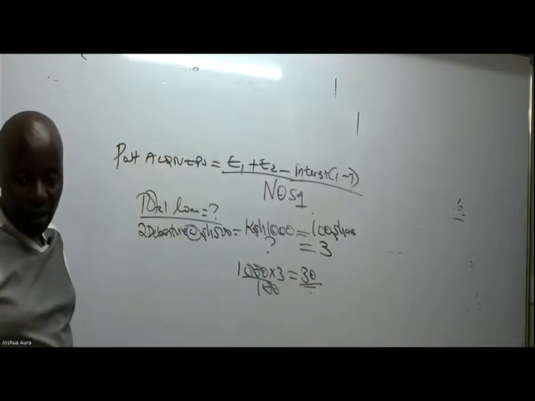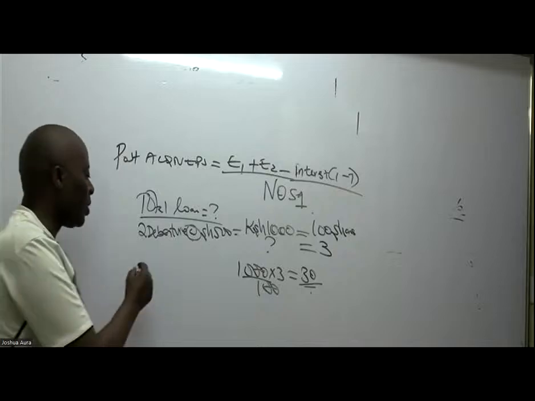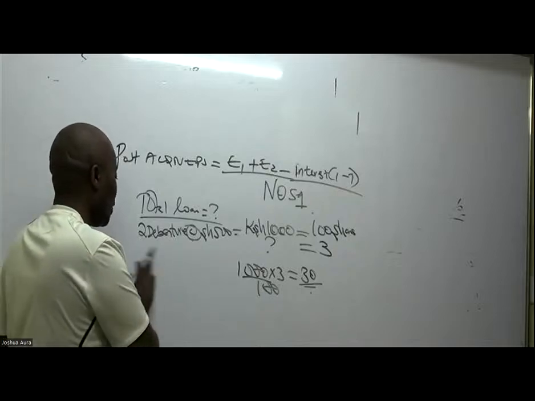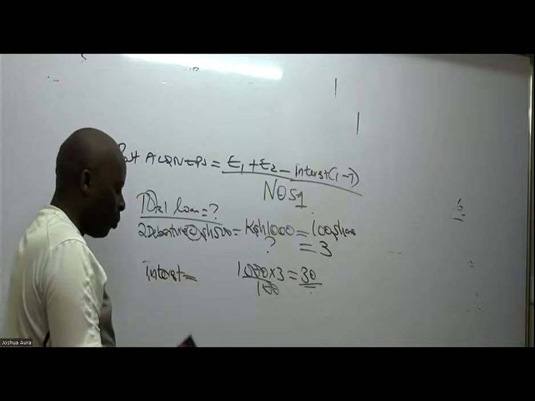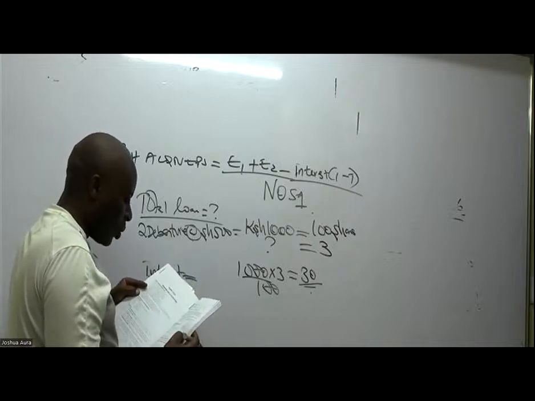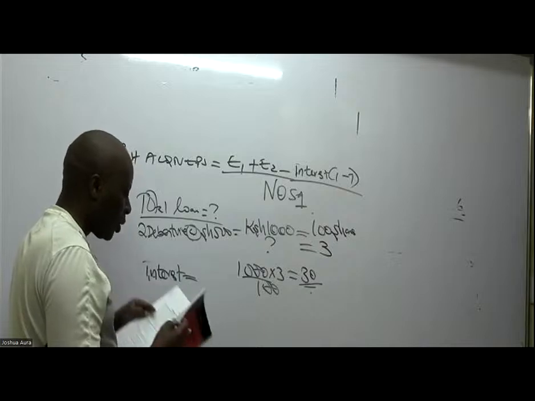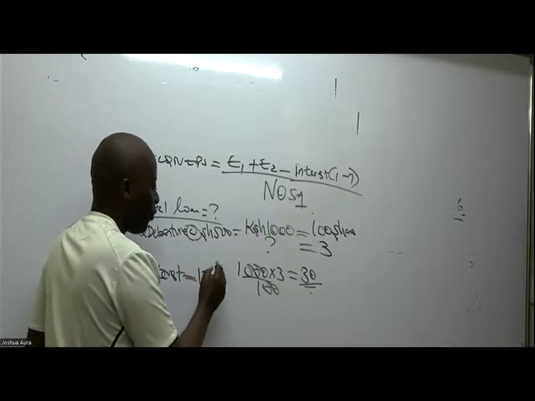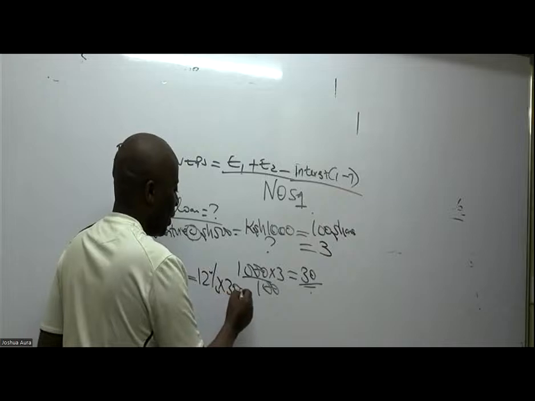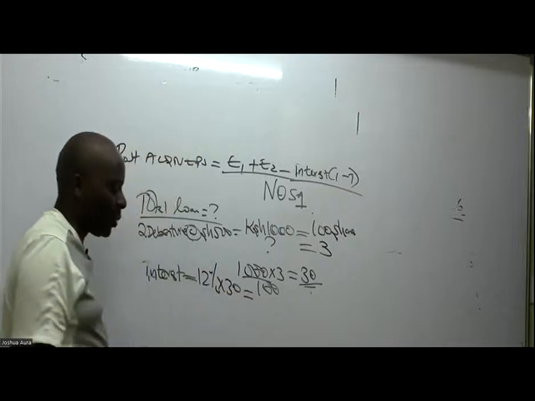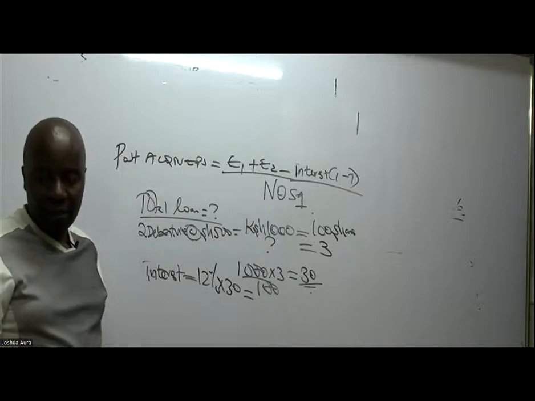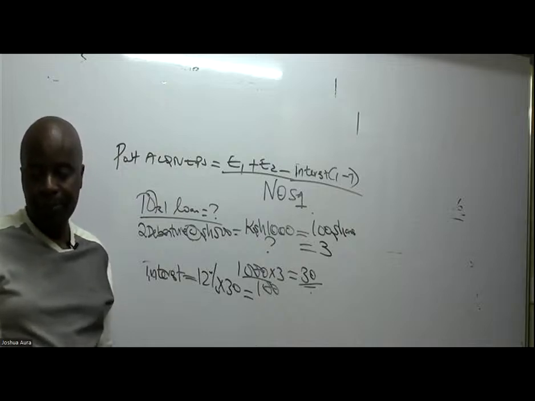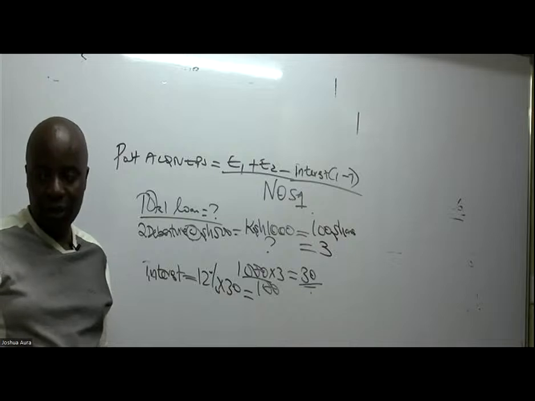Once I have the total debt, I need to calculate the interest payable. Fortunately, they have given us the coupon rate of 12%. So we have here 12% of 30, which gave you how much? What is 12% of 30? Please give me the answer.